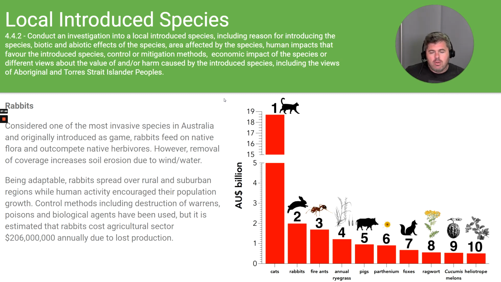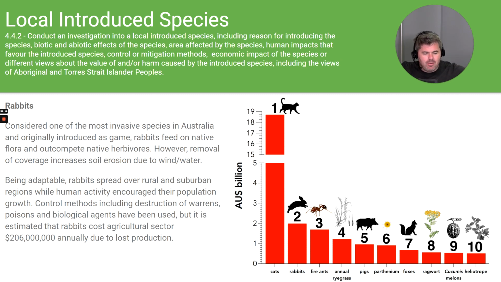Now, for point 4.4.2, conduct an investigation into a local introduced species, including a reason for introducing it, biotic and abiotic factors of the species, areas affected, human impacts, control and mitigation methods, economic impacts, different views of the value and or harm caused by the introduced species, including views of Aboriginal and Torres Strait Islander peoples.